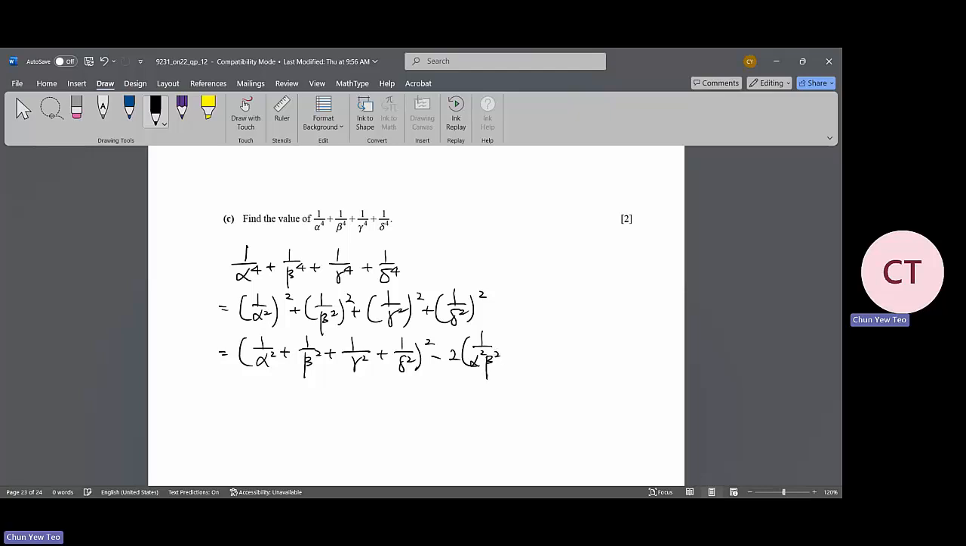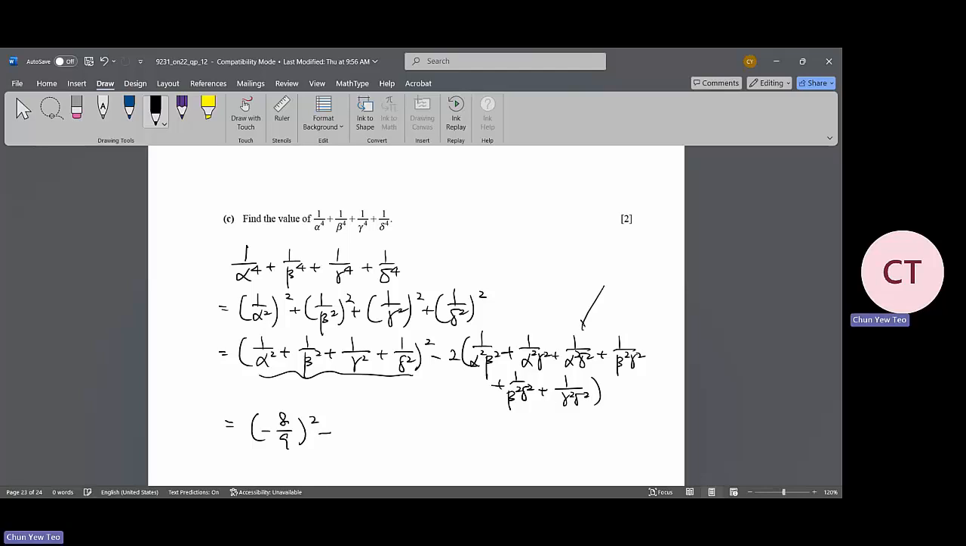Because 4C2, you have 6. So you have this alpha square, delta square, gamma square, alpha square, delta square, plus the beta square, gamma square, plus the beta square, delta square, plus the 1, 2, 3, 4, 5, 6. The last one is the gamma square, delta square. Okay, so this one is a bit troublesome. So over here, this is what we have found from the part A, negative 8 over 9.